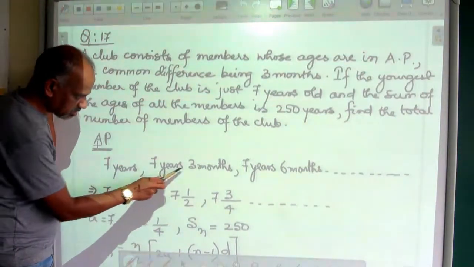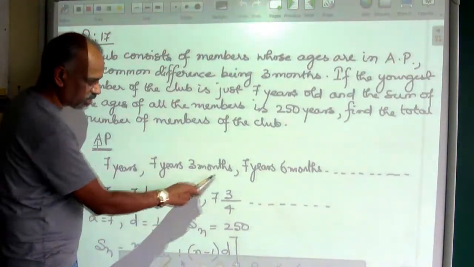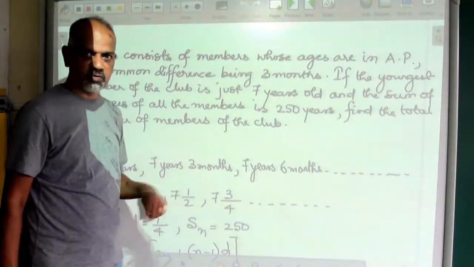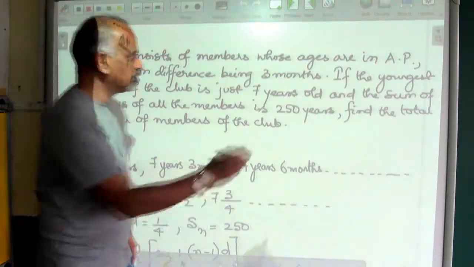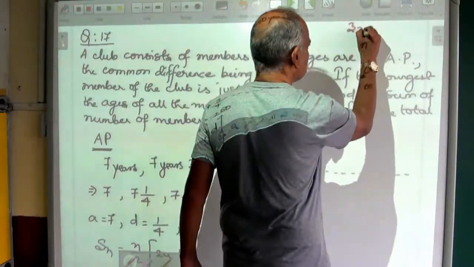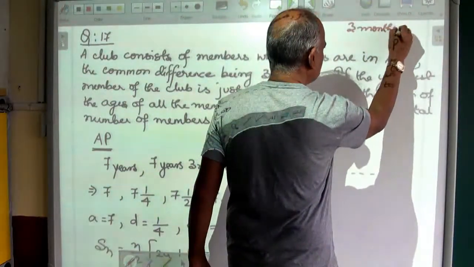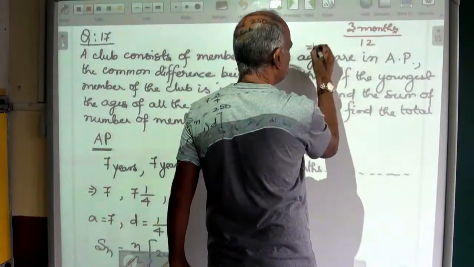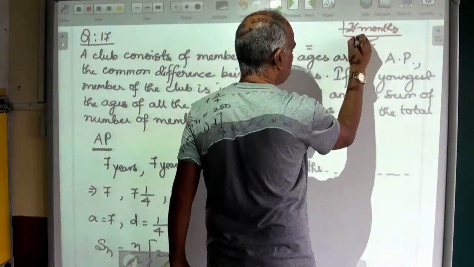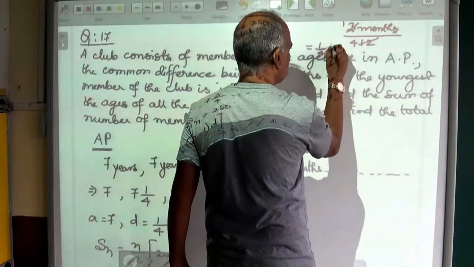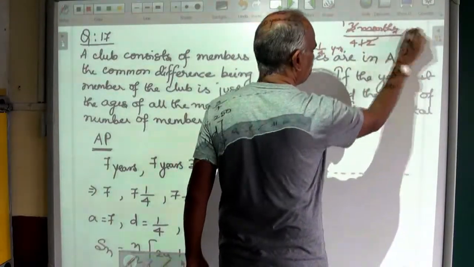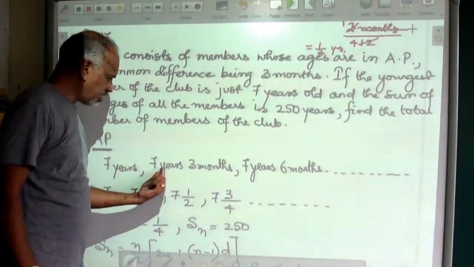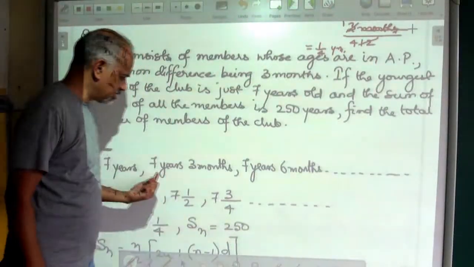So the first one remains the same, 7 years. This is 7 years and 3 months. If you have to change 3 months to years, you will divide 3 by 12. That gives you 3 by 12, which is 1 by 4 years. Okay, no more months. So this is 7 years and 1 by 4 years.